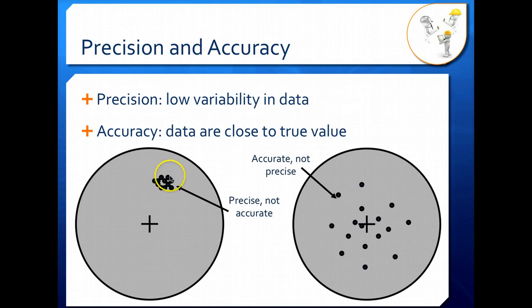So if we took this little clump here and then we moved it much closer to the center, that would be precise and accurate. If we took these large scattered points here and we moved it so that the center of these points was way off on the side here, that would not be precise or accurate. So when you're measuring data, you want to make sure that not only are you getting very repeatable measurements, but they're also accurate as well. And this is where calibration of your equipment comes in.